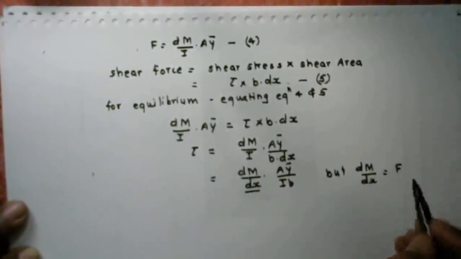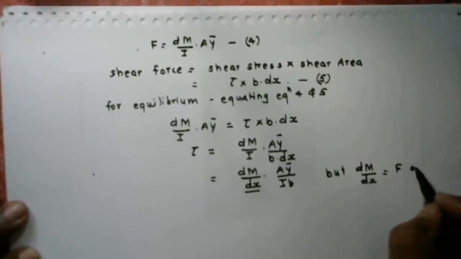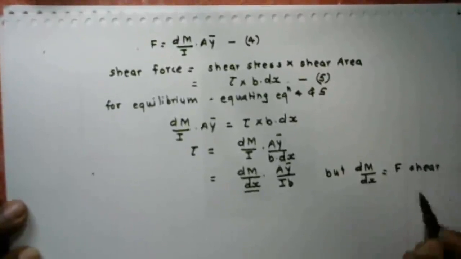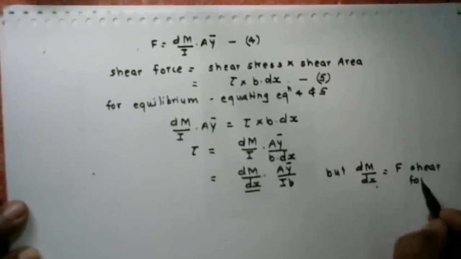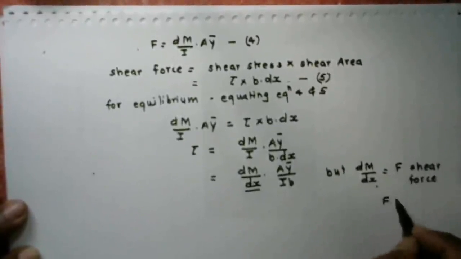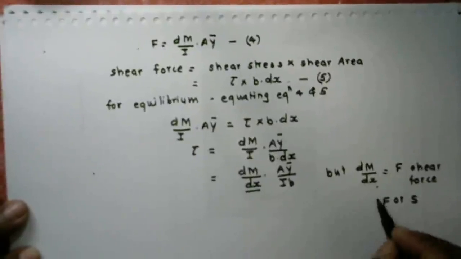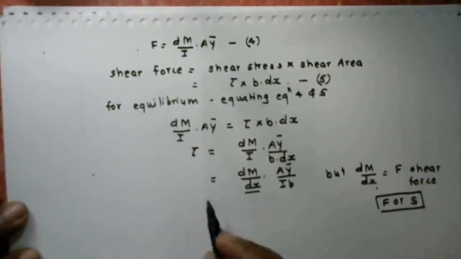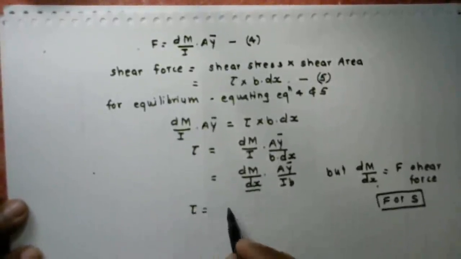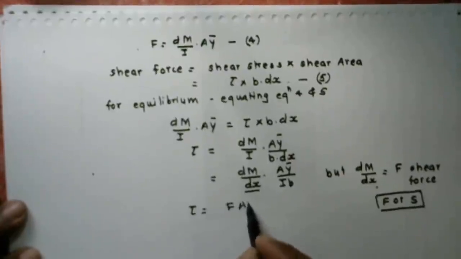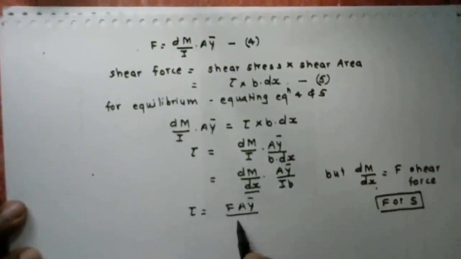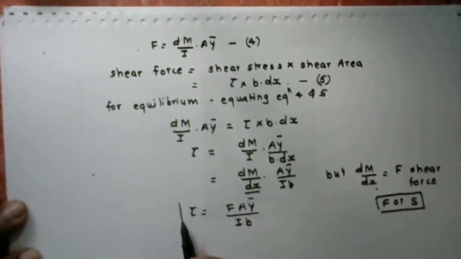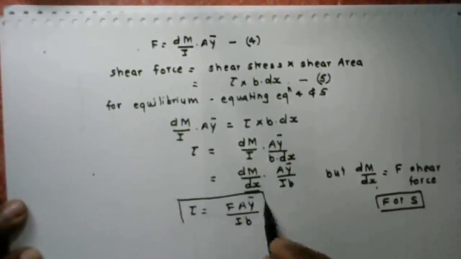Rearranging this, dM upon dx into A y bar upon I B, but dM upon dx is equal to the shear force, which is denoted by F or sometimes S. F or S is called the shear force. So tau is equal to F A y bar upon I B. This is the shear stress equation.